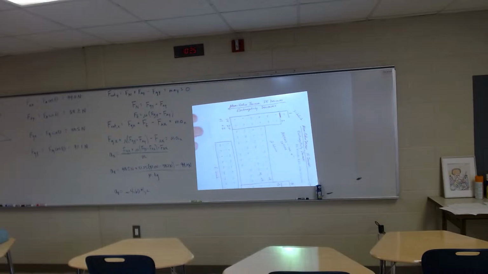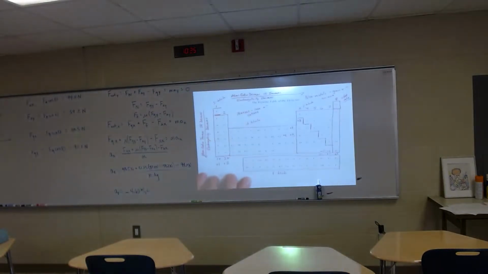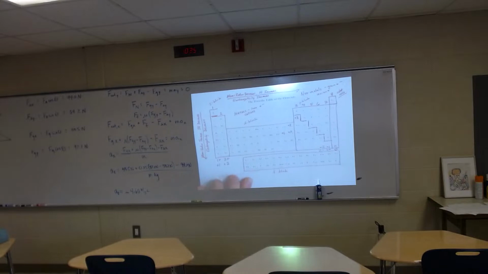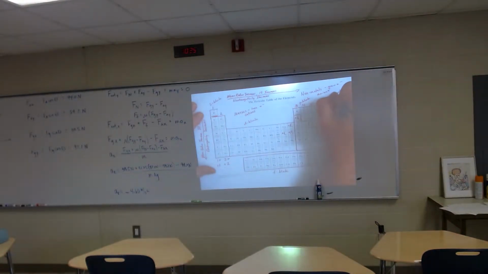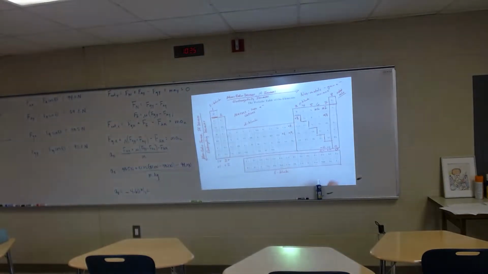Okay, good with that? Which one of these groups is not part of the electronegativity trend? Noble gases. So that makes fluorine the number one most electronegative element on the table. Who's number 2? Oxygen. And who's number 3? Fluorine. Okay, good.